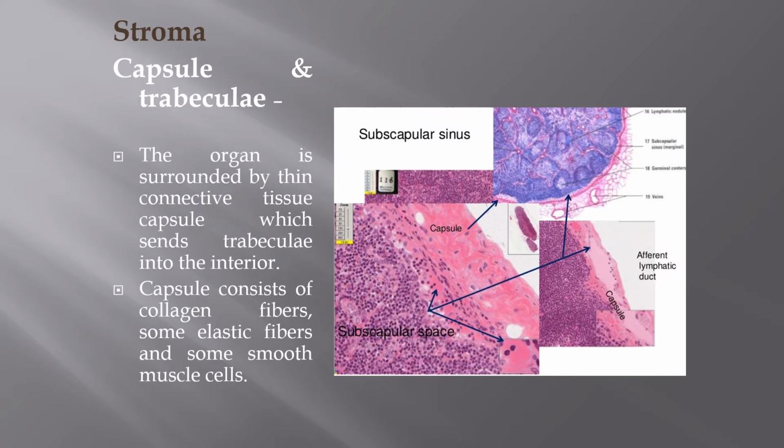Stroma consists of capsule and trabeculae. The organ is surrounded by a thin connective tissue capsule, which sends trabeculae into the interior. The capsule consists of collagen fibers, some elastic fibers and some smooth muscle cells.